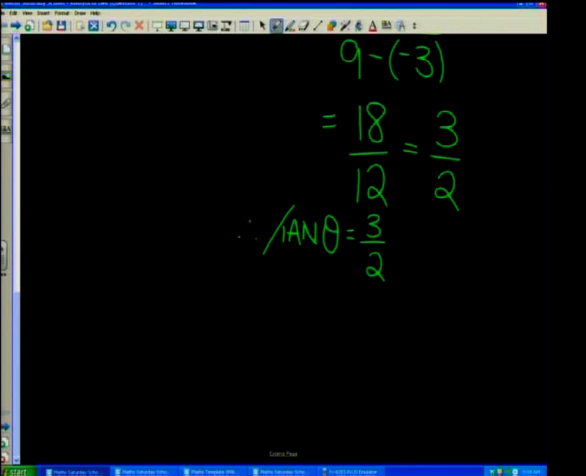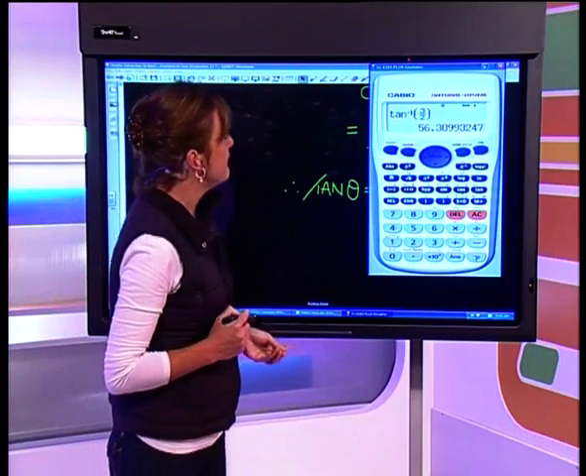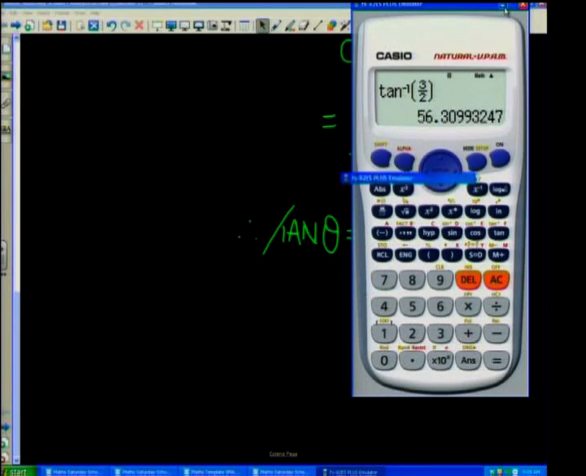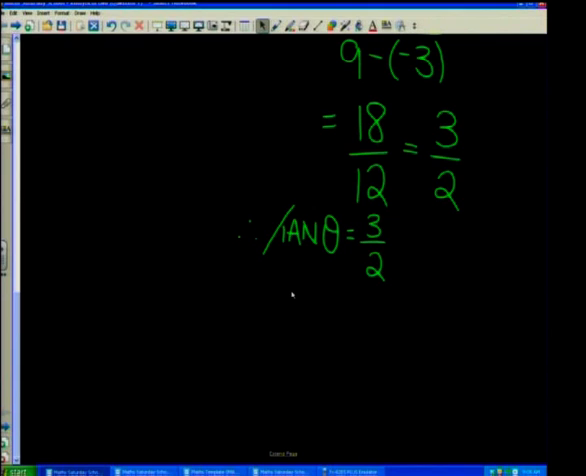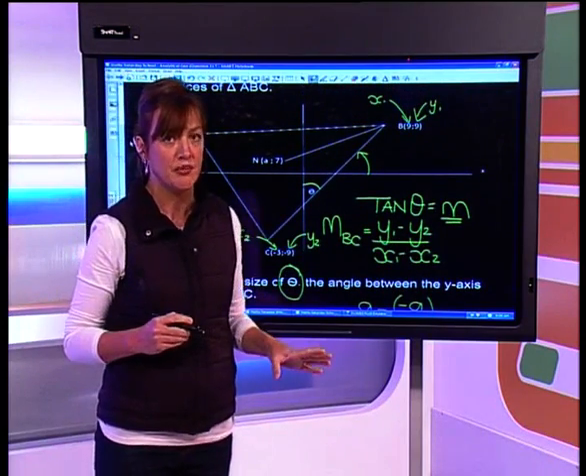What we need to do with our calculators, we're going to take out our calculator, and we're going to press Shift, tan, and then we've got 3 over 2, close your brackets, equals. Right, so the angle for theta that we have now found is 56. Let's round it off to 1 decimal place. Let's make it 56.3. Okay, so we have now got theta, which is equal to 56.3 degrees.